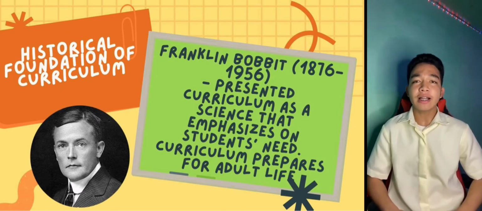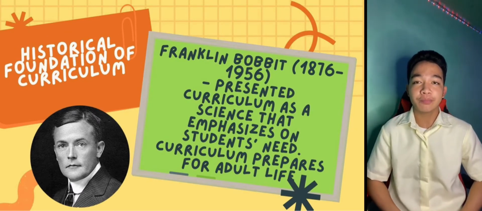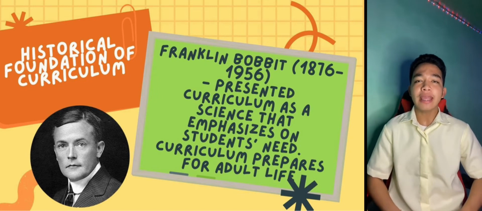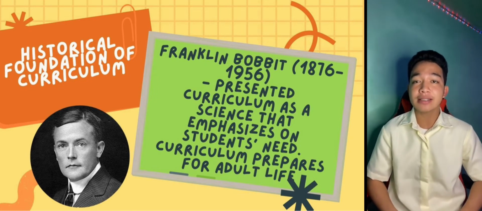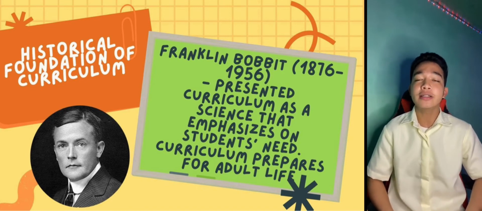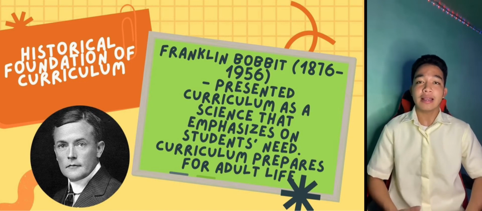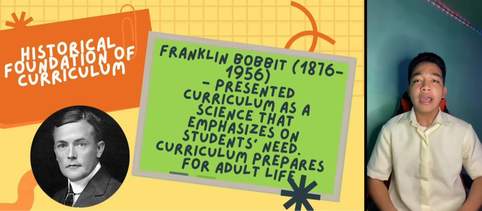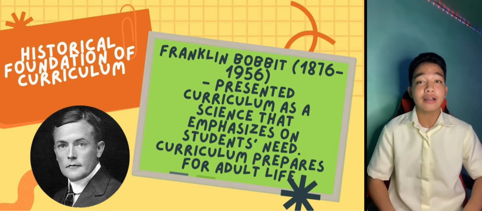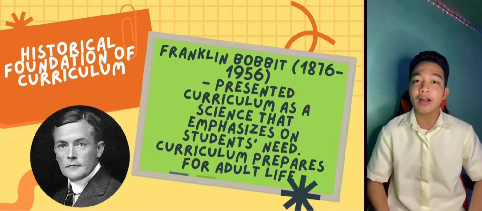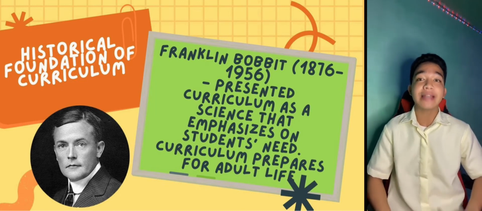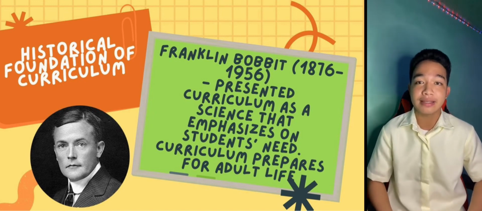Next is the historical foundations of curriculum. Franklin Bobbitt, 1876-1956, presented curriculum as the science and emphasizes on the student's need. Curriculum prepares for adult and life. So, his book, How to Make a Curriculum, was the forerunner of others in the subject and had a great influence on school practice. Bobbitt formulated 5 steps in curriculum making.